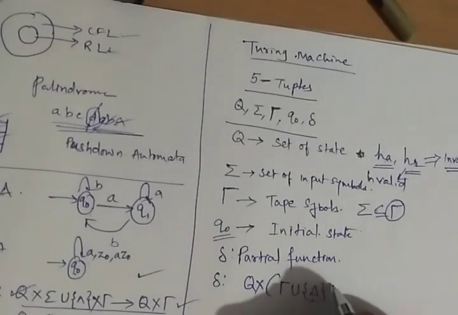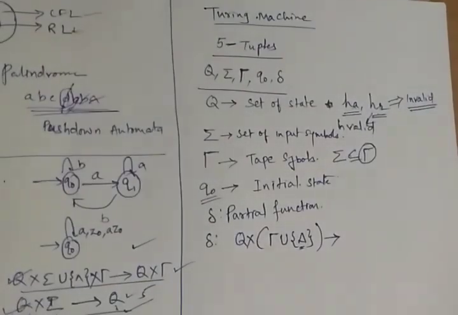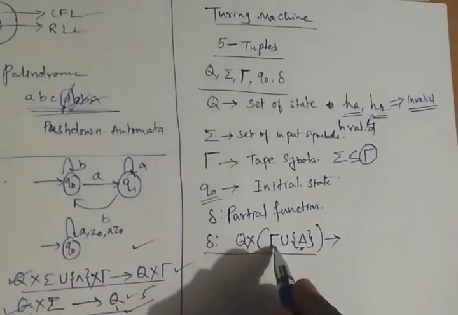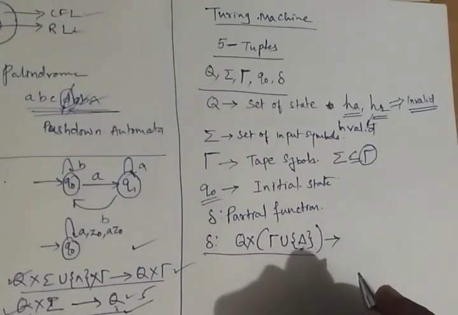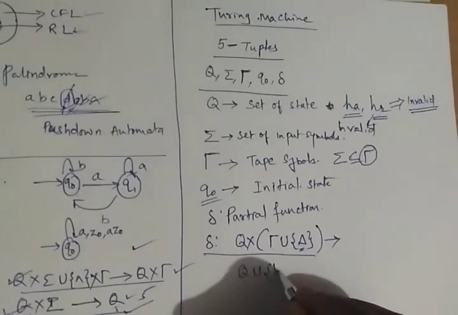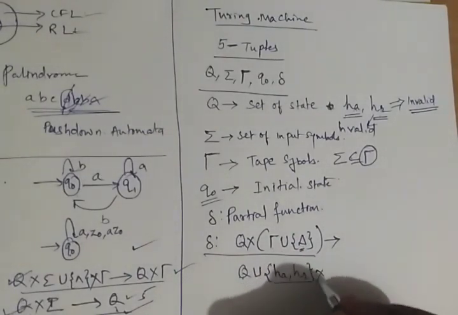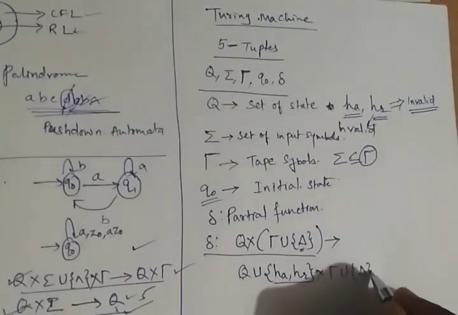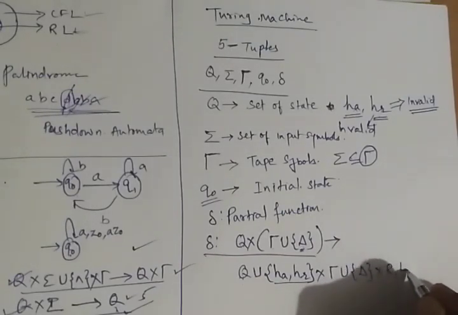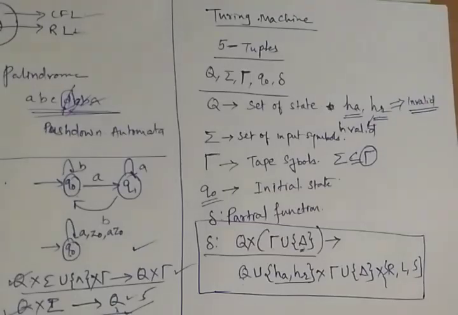So Q cross lambda union delta, it takes a transition to Q union. So we have the transition from state Q to Q union. Along with this any Q, we may move to either HA or HR. We can either move to any state or HA or HR. Cross lambda union delta. So we are going to update the tape, and along with that we are going to move either right or left or remain static. So this is a partial function. This is called a partial function of the Turing machine. In another video I will try to share about this tape and all. So this is about the definition of the Turing machine.